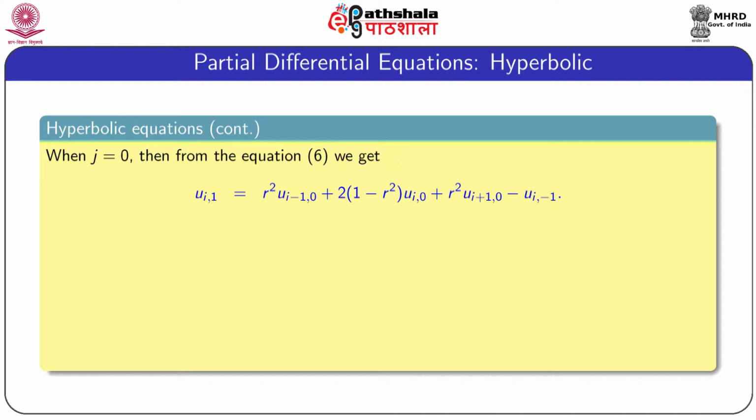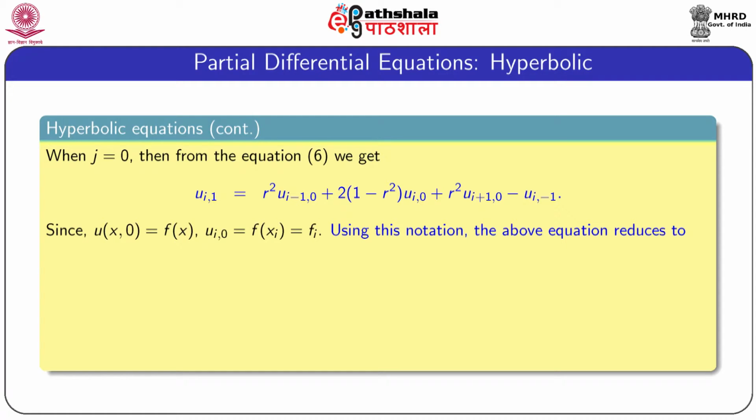Since u(x, 0) equal to f(x), therefore we can write u(i, 0) equal to f(x_i), which is equal to f_i, that means u(i minus 1, 0), u(i, 0) and u(i plus 1, 0) can be determined from this expression. Using this notation, the above equation reduces to equation 7. So, from this equation we can determine the values of u(i, 1) for all values of i, but the last term u(i, minus 1) is unknown.